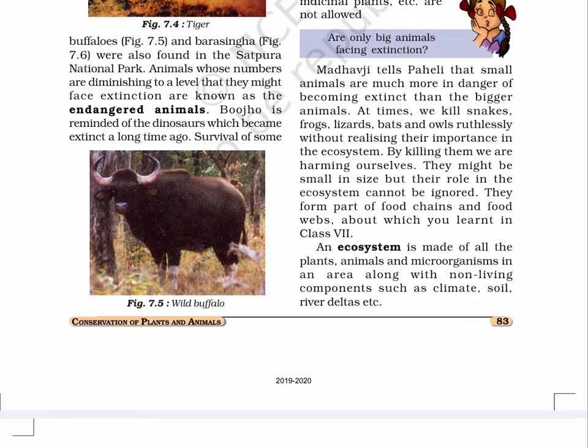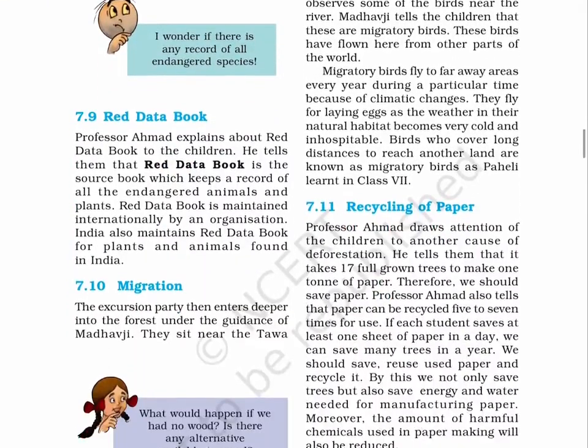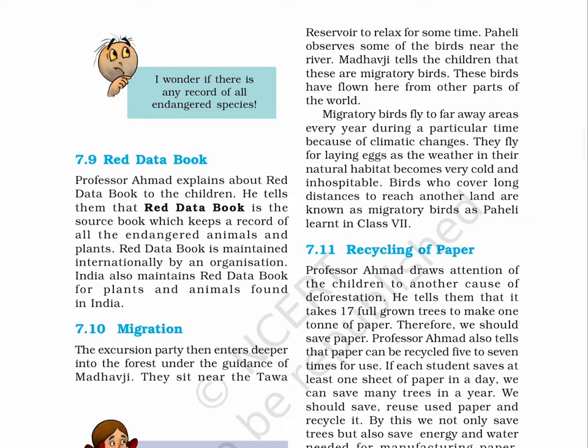An ecosystem is made of all the plants, animals, and microorganisms in an area, along with non-living components such as climate, soil, river deltas, etc. Bujho says, "I wonder if there is any record of all endangered species."